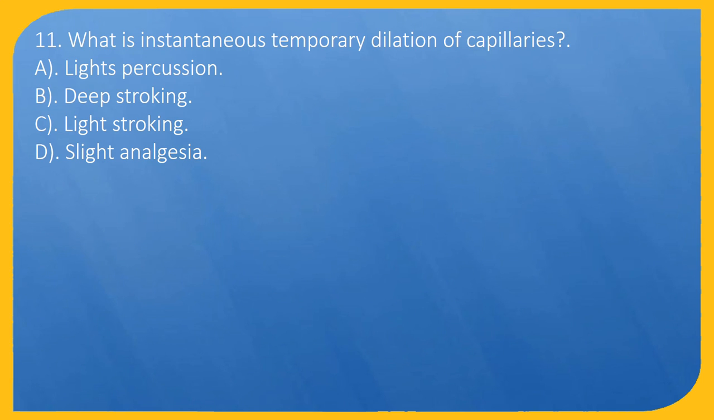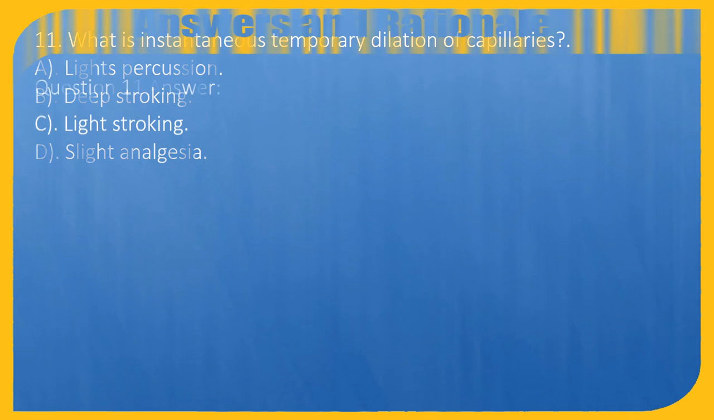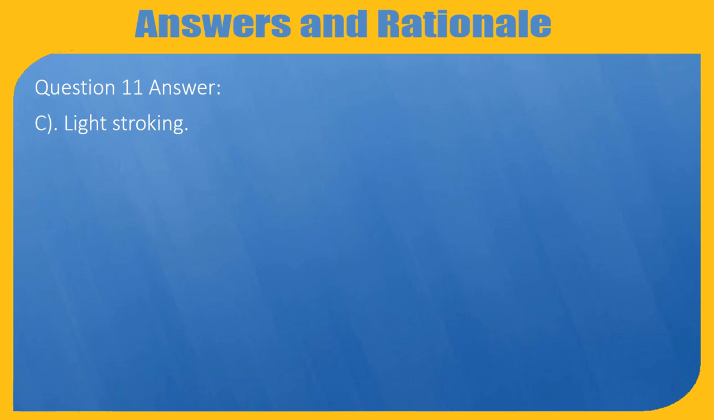Question 11. What is instantaneous temporary dilation of capillaries? A. Light percussion. B. Deep stroking. C. Light stroking. D. Slight analgesia. Question 11. Answer. C. Light stroking.